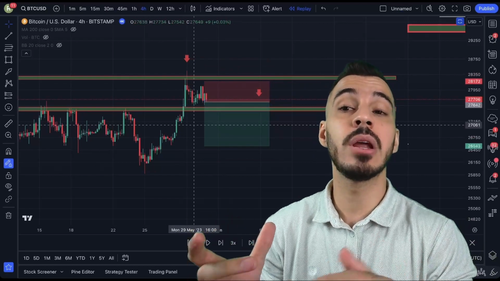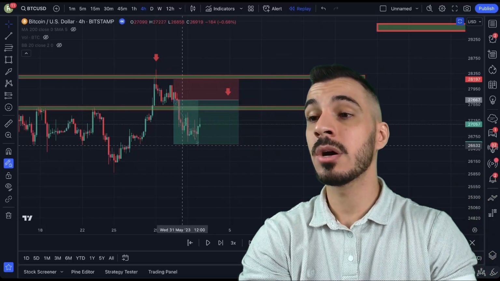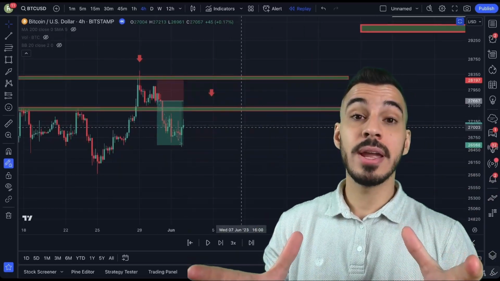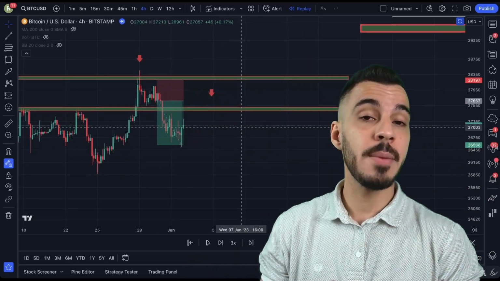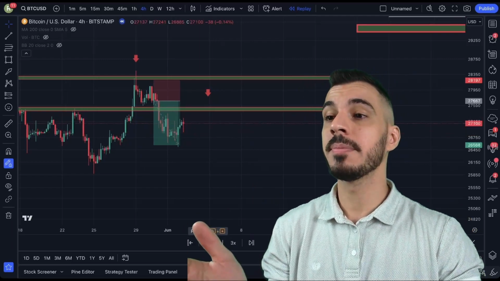The price is very weak. And there we go, guys. We broke below the level of the support right here and hit our target, giving us 4% without leverage. After breaking a level of support, what usually happens? The retest of it as a resistance. So let's see what happened right here.